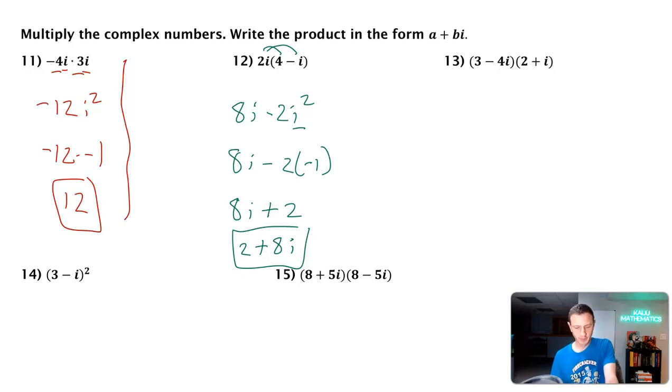And 13, we have 3 minus 4i times 2 plus i, so we have a binomial times a binomial scenario here. So I'm going to do 3 times 2, 3 times i, negative 4i times 2, negative 4i times i. So 3 times 2 is 6, 3 times i is 3i. Negative 4i times 2 is negative 8i. Negative 4i times i is negative 4i squared.